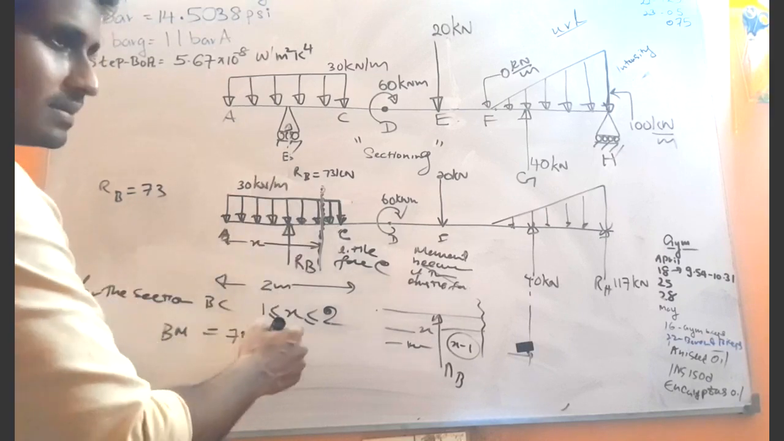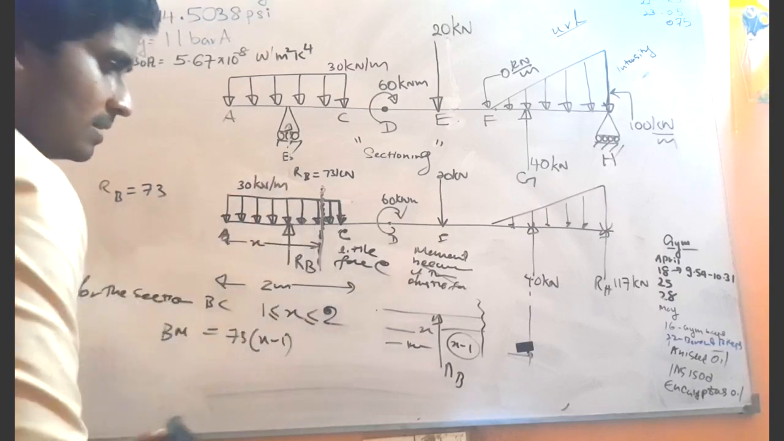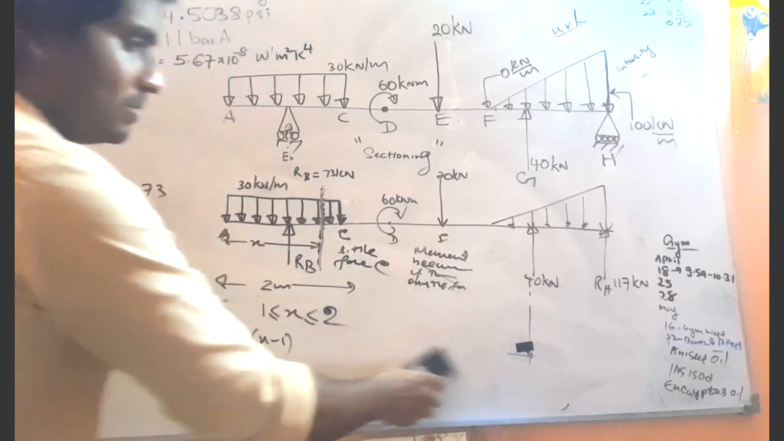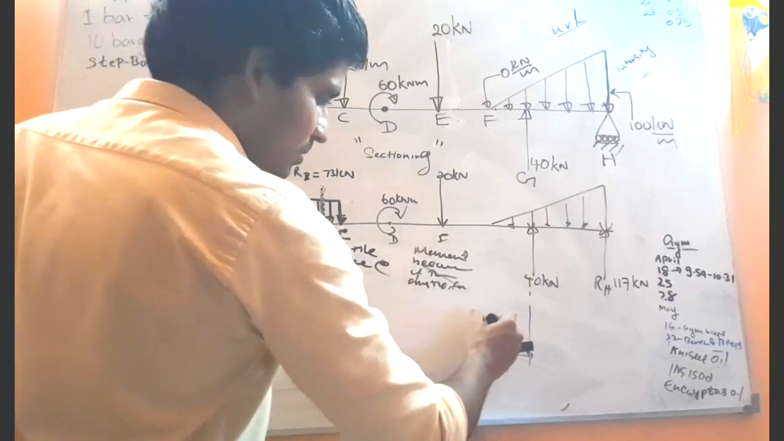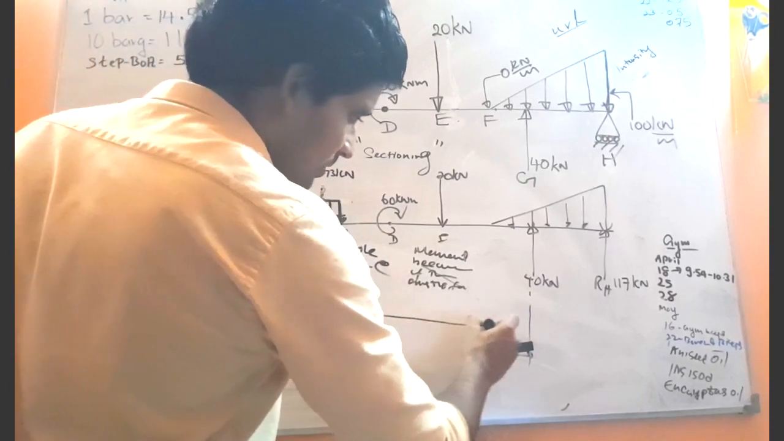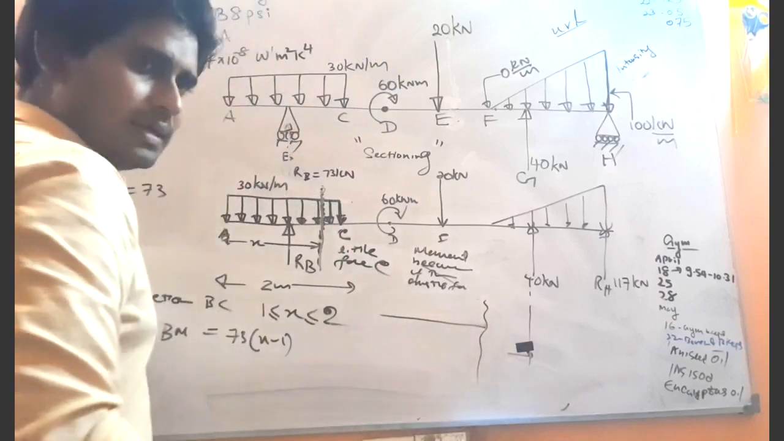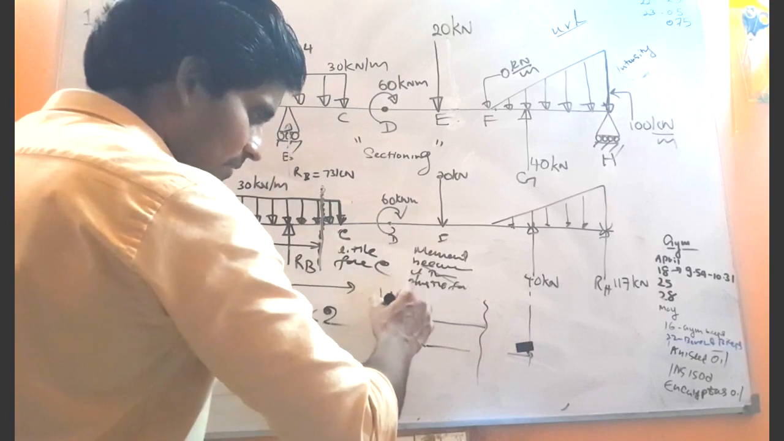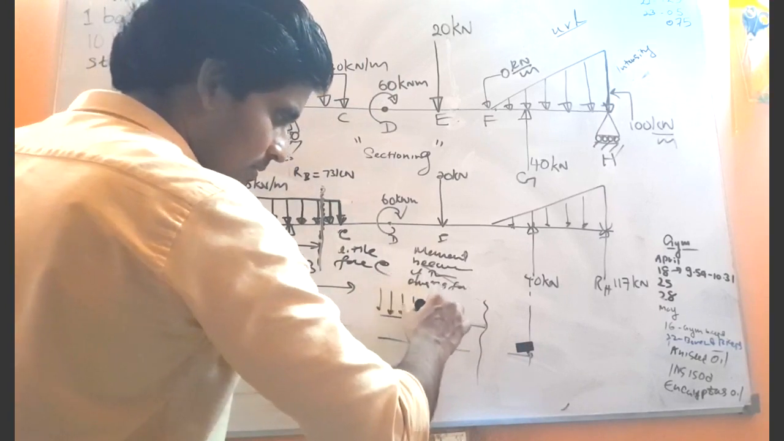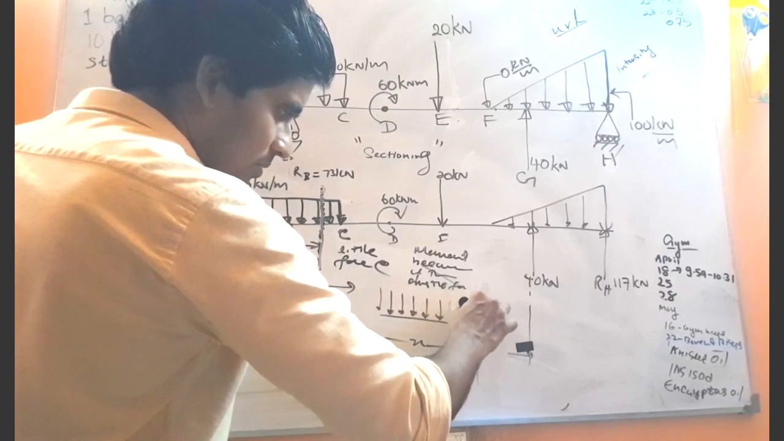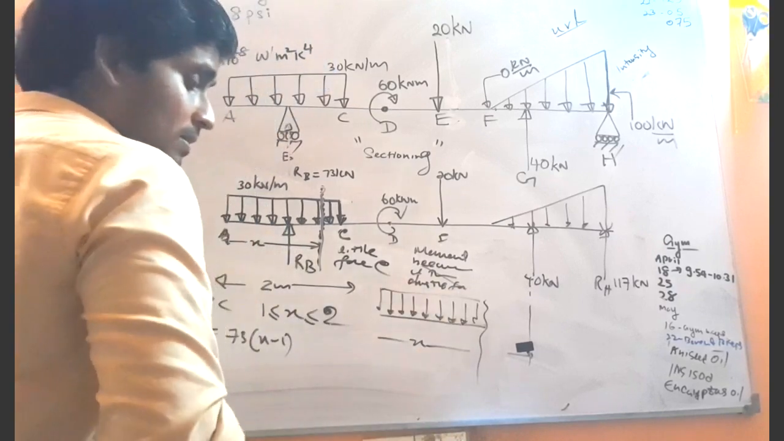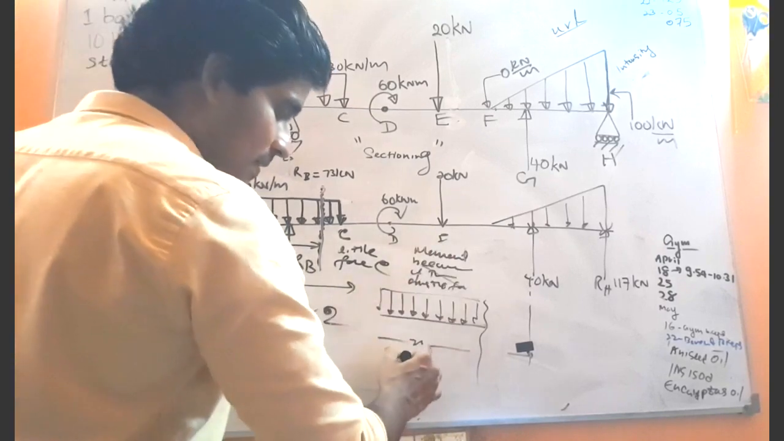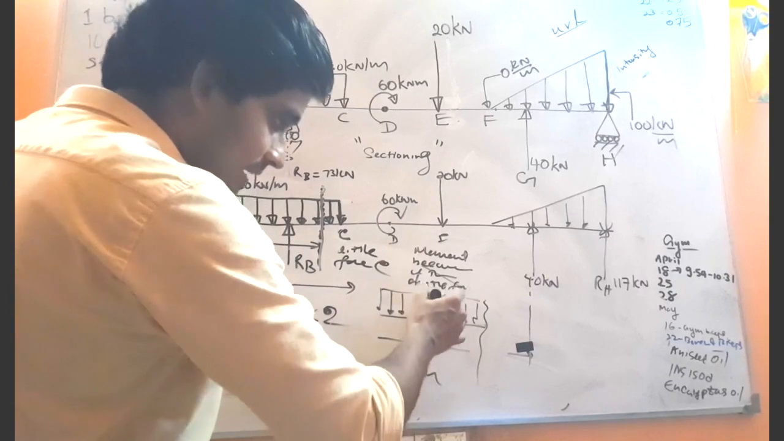Because it is symmetric, right? Shall I sketch that again? Then you can understand properly, right? The section ends here, right? This is the distance, right? Here we have the load, right? So what is the total force? 30 multiplied by x, and it acts at the mid.